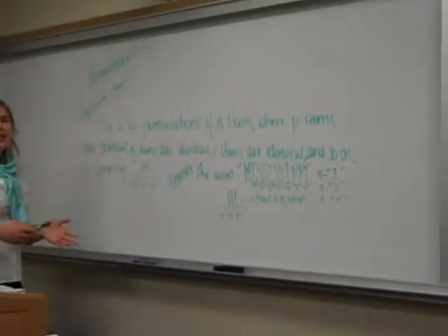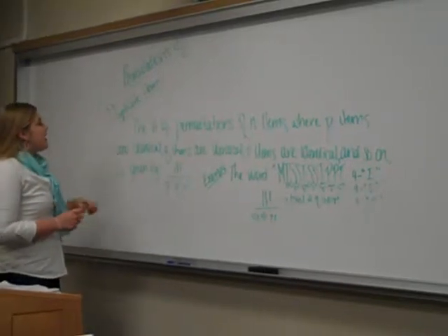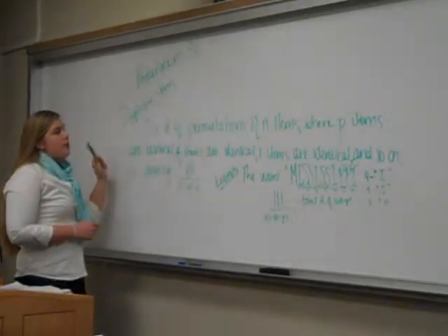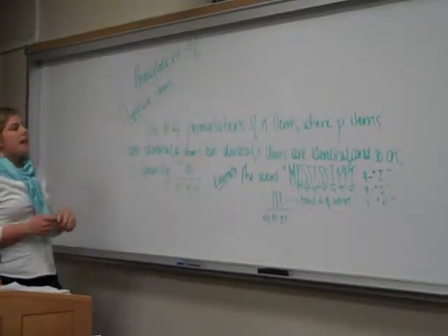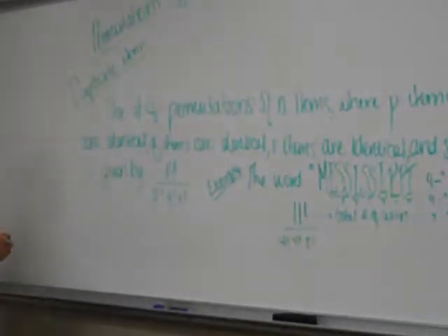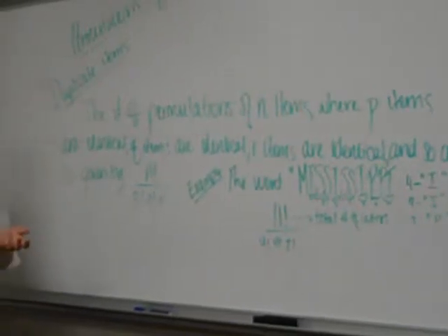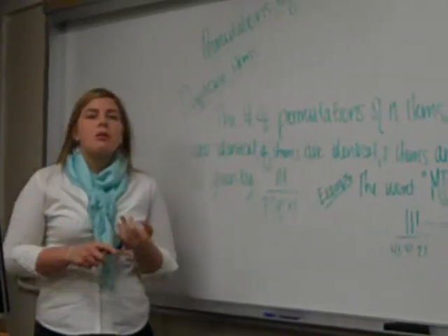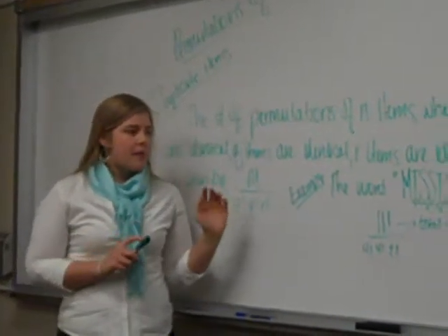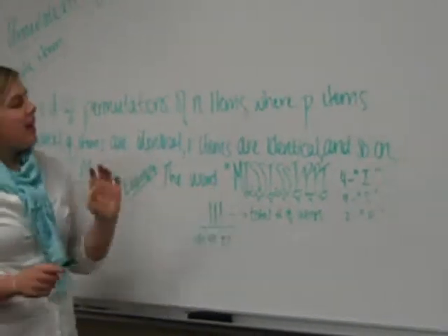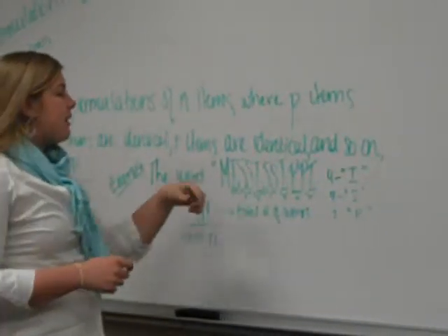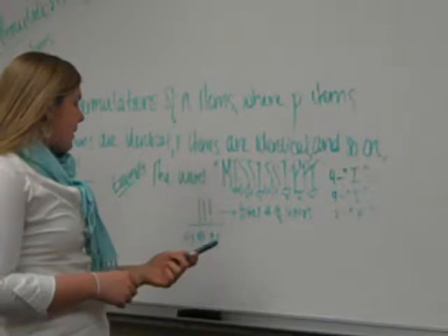Okay, the last thing you need to know is permutations of duplicate items. The number of permutations of n items where p items are identical, q items are identical, r items are identical, and so on. So this would be an example where you have a word with multiple repeating letters. The best example is Mississippi. So you have 4 I's, 4 S's, 2 P's.